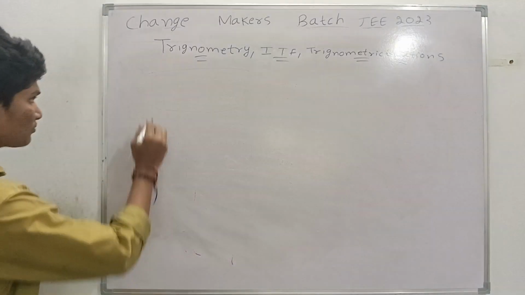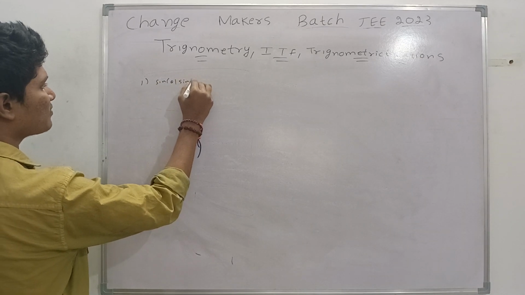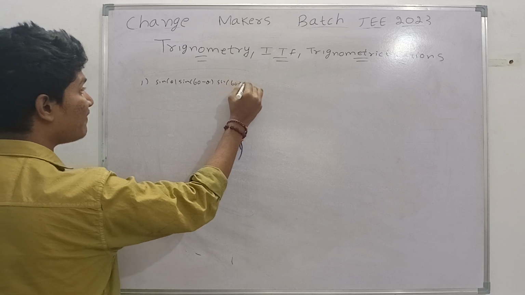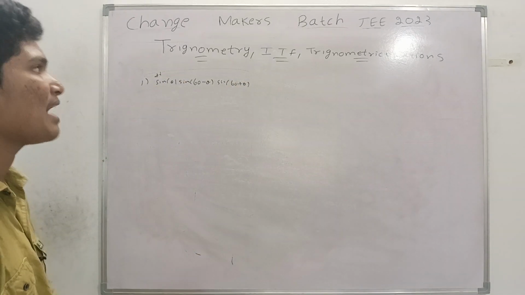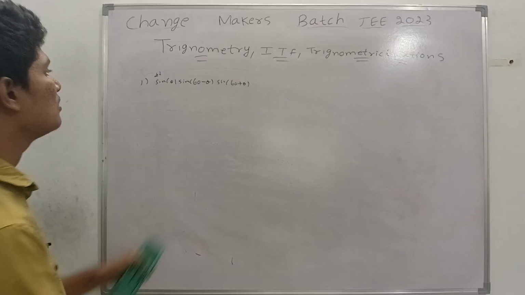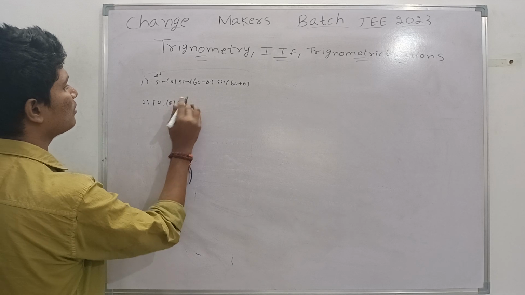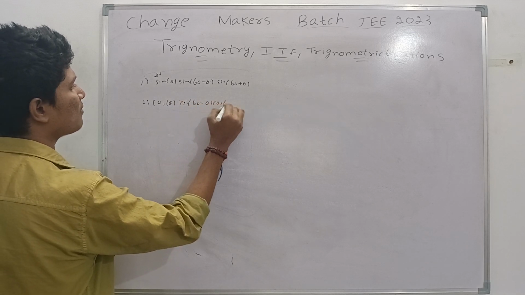And now, the fourth set is sin of theta, sin of 60 minus theta, sin of 60 plus theta. It is a very important formula, because in the 2022 JEE Mains examination, a direct question came from this topic. Similarly, cos of theta, cos of 60 minus theta, cos of 60 plus theta.